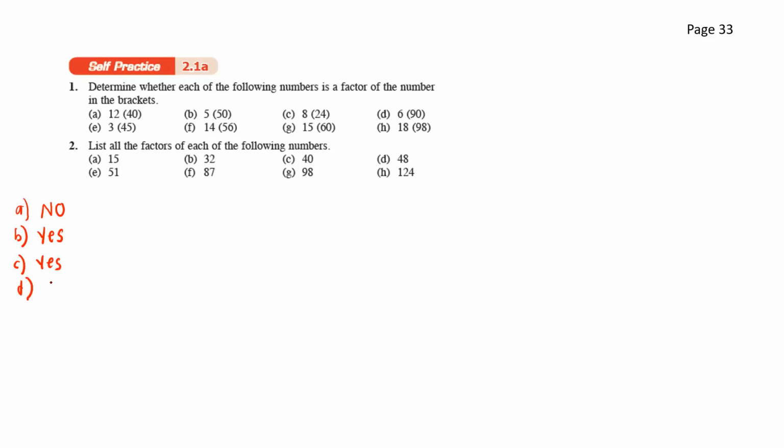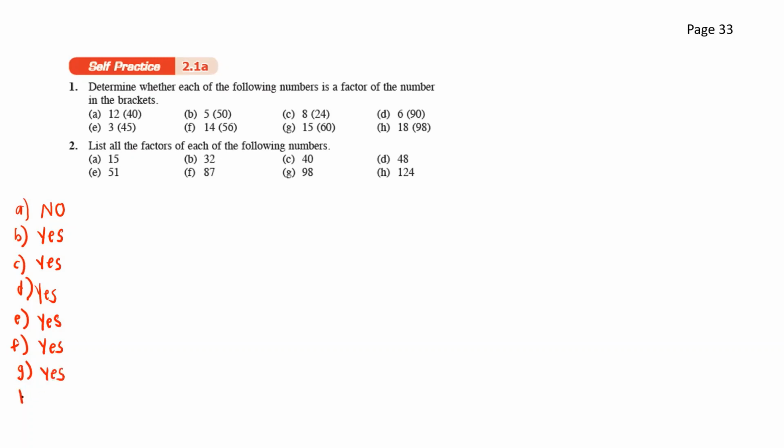90 divided by 6, so that is a factor. 45 divided by 3, we get a whole number, which means 3 is a factor. 56 divided by 14, and we get a whole number as well. For G, 60 divided by 15, and we also get a whole number.